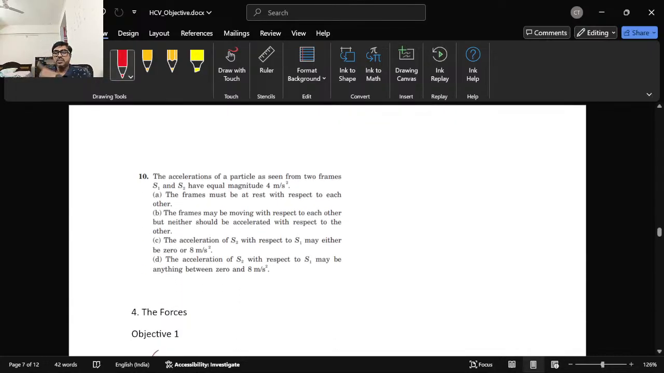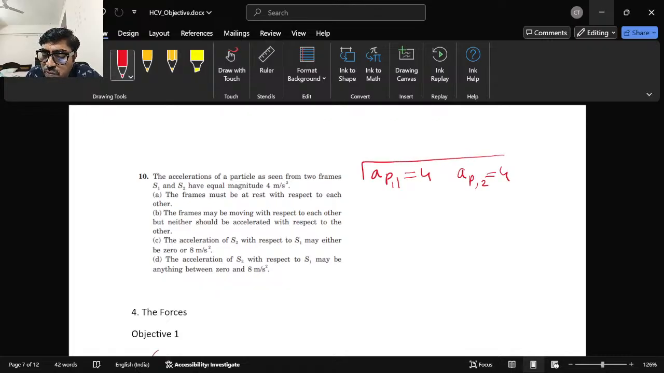The 10th question, that is the last question for the chapter. The acceleration of a particle as seen from two frames S1 and S2 have equal magnitude. Okay, relative acceleration. They are saying acceleration of particle P with respect to 1 is 4. Acceleration of particle P with respect to 2 is also 4. Both are having same value. Then the frames must be at rest with respect to each other.